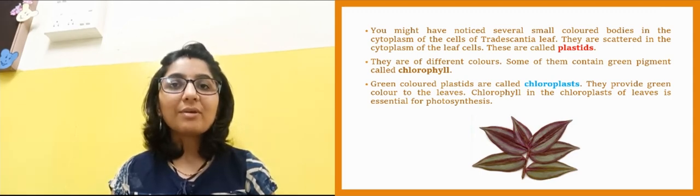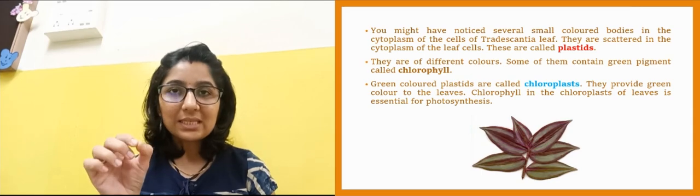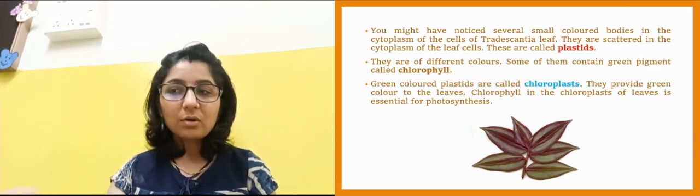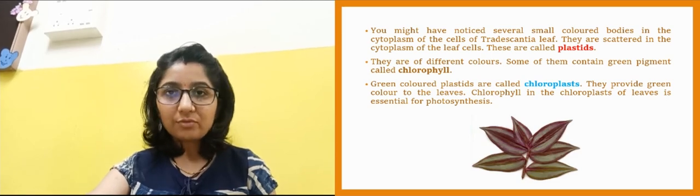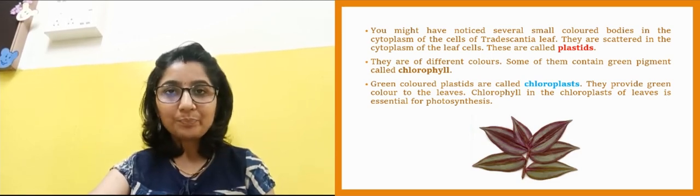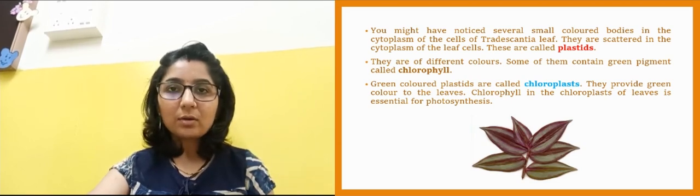So why do they have color? The color is because of the plastid, and that plastid has that specific color, hence you see that color in the leaf. So I hope you have understood about the plastid. They are variously colored, and that is what gives color to the plant or the leaves.